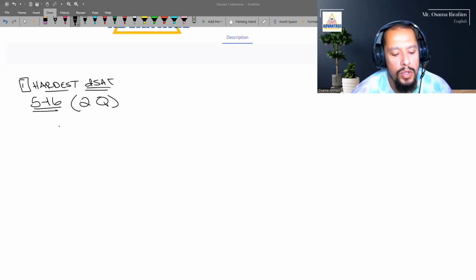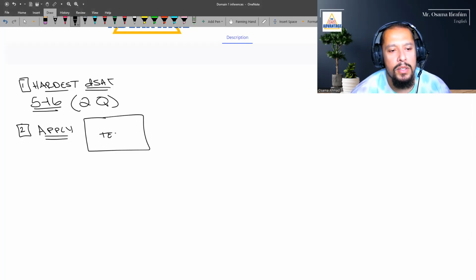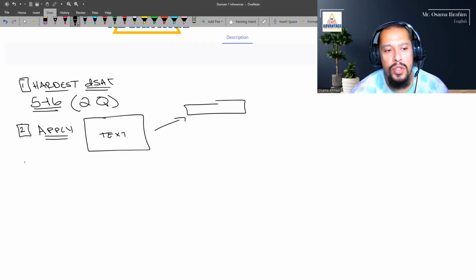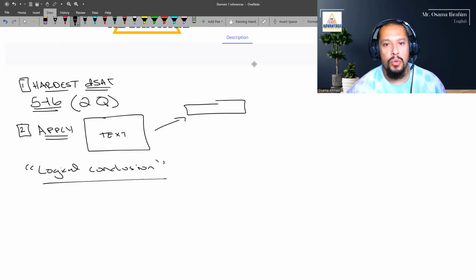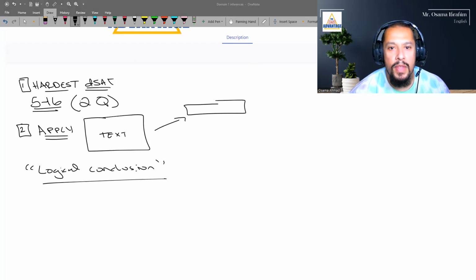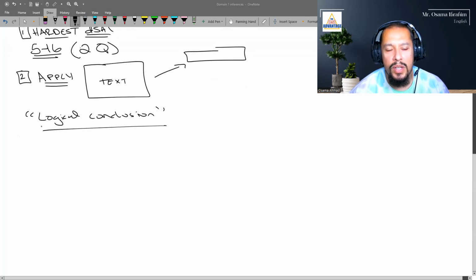Now, what do these questions require, or what do they look for? Basically, these questions look for you to apply information from the text to the question itself. This type of question is going to ask you about a logical conclusion. What is the most logical thing we can say from the text? A lot of students have a problem with this type of question because they go beyond the text.